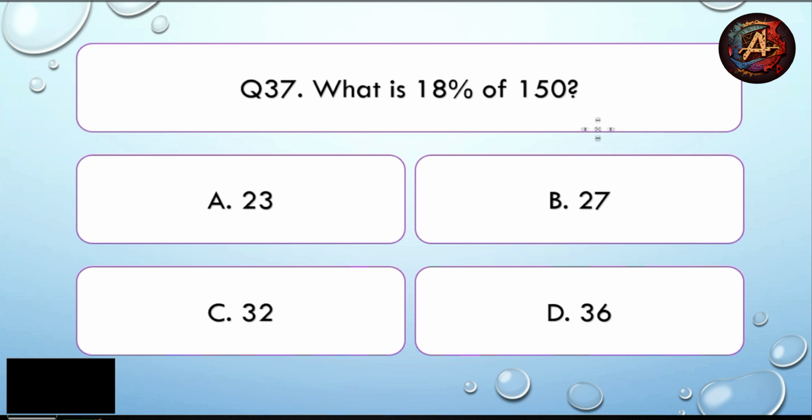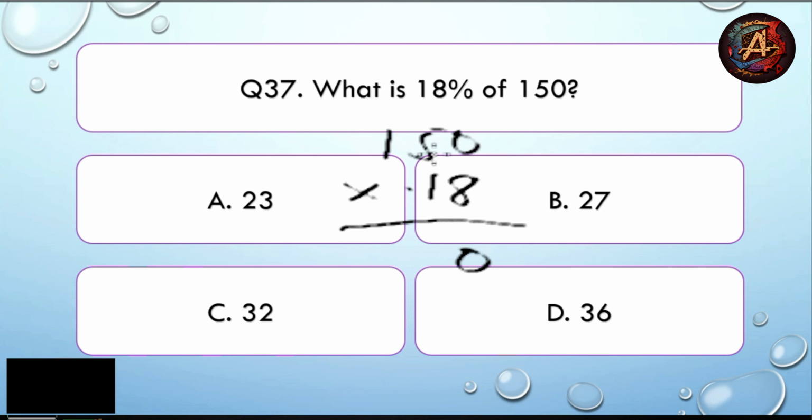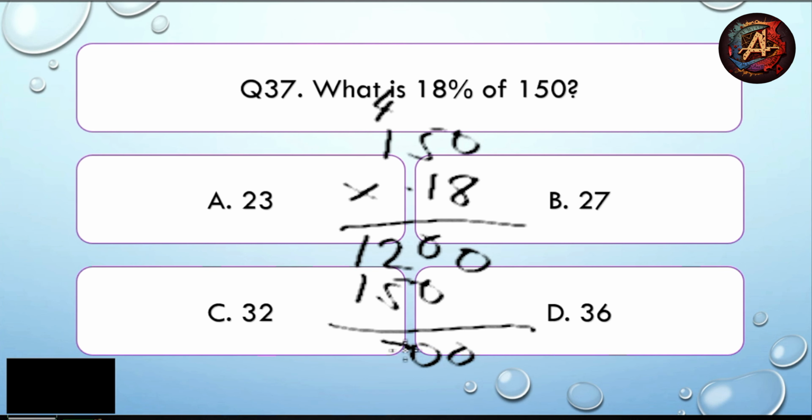Okay, my dear math learners, in order for you to answer this problem, you just convert the 18% into decimal. So 18%, when you transform it to decimal, will be 0.18, and then you multiply it. Multiplying 8 times 0 is 0, 8 times 5 is 40, and then 8 times 1 is 8, plus 4 is 12. And then 1 times 150 is the same as 150. Simplifying this, you will have 2,700. Of course, there are two decimal places there, so the decimal point will be here. So you will have an answer of 27.